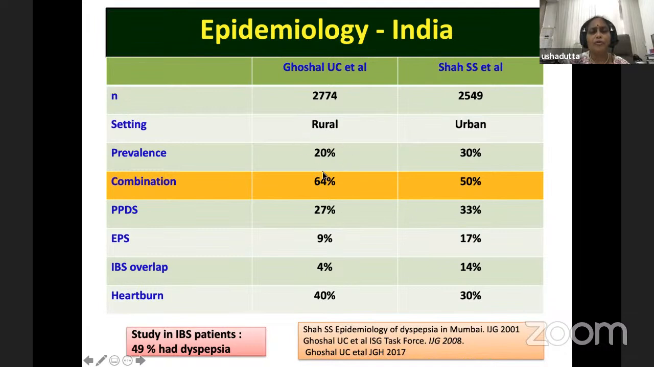What we found was 20% of our rural population is having dyspepsia, 30% of the urban population is having dyspepsia, and 64% have a combination of postprandial distress syndrome and epigastric pain syndrome. And here in the urban situation also, 33% are having postprandial distress syndrome, 17% have epigastric pain syndrome, and 50% have an overlap.